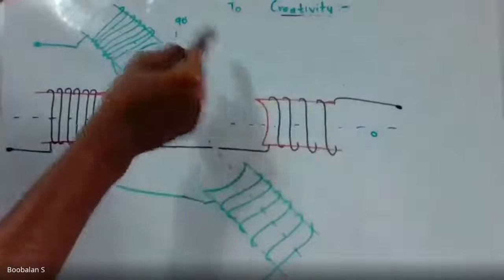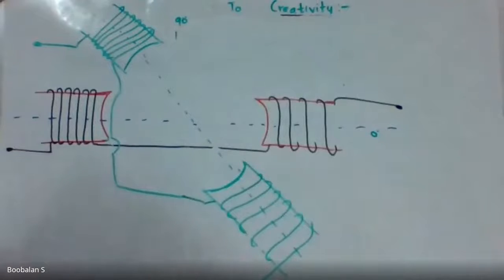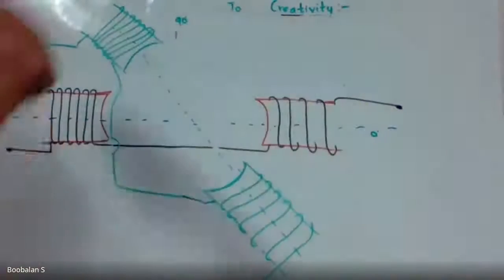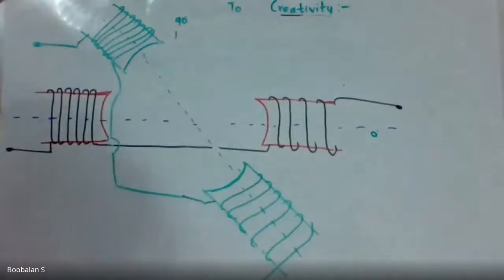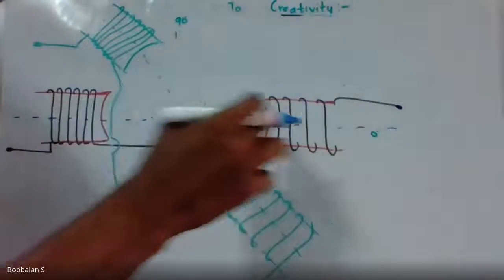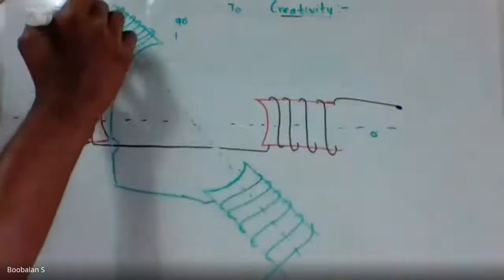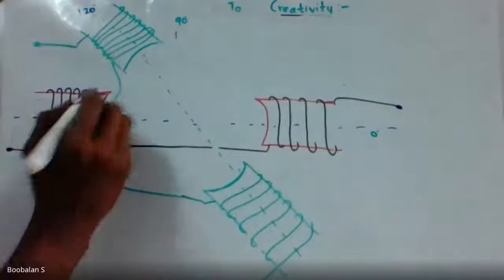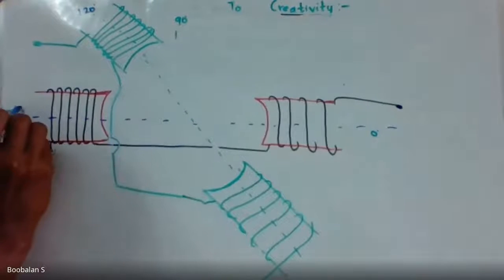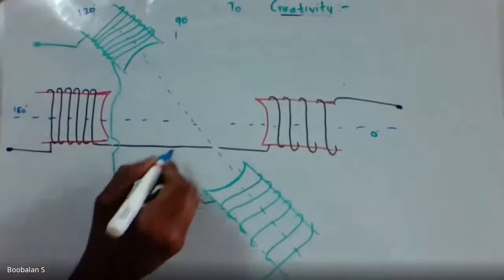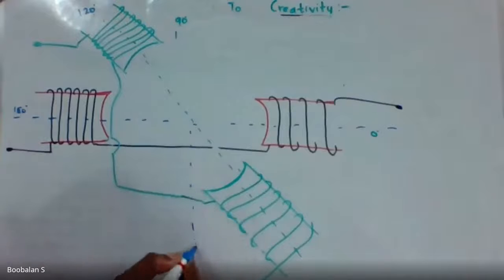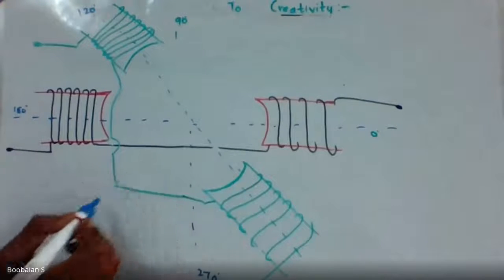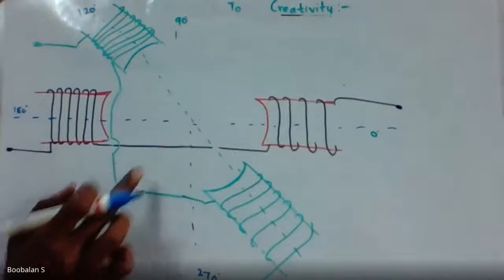So 90 degree, 120, and one more 240, right? So each of the 360 degrees, I'm going to split into three categories. So 0 degree, and 120 degree, and one more 240. So this is my 180 degree, and this is 270, I guess, right? So this is my 270 degree. 120 will be in the middle of this, right? So this is my 120 degree, in the middle.